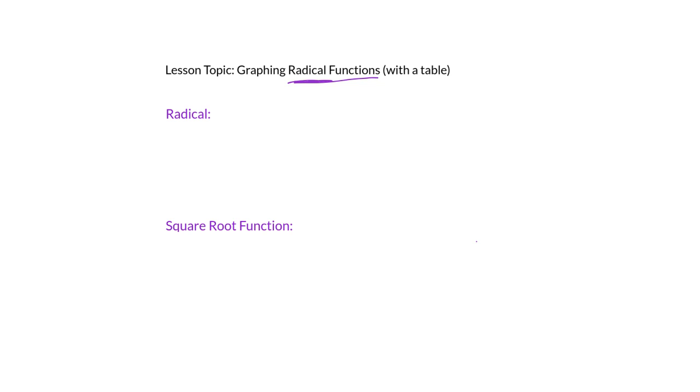So a radical is, for example, a square root. Now there are also things called third roots and fourth roots, etc. And you will learn about those in the future, but we're not going to talk about third and fourth roots in nonlinear algebra. We're going to talk about square roots.